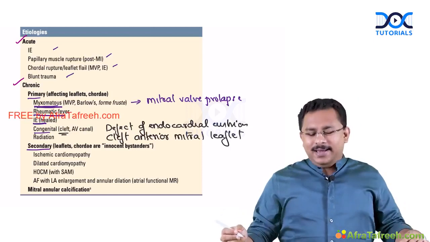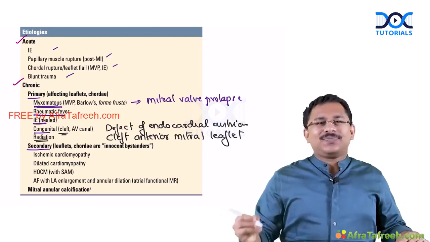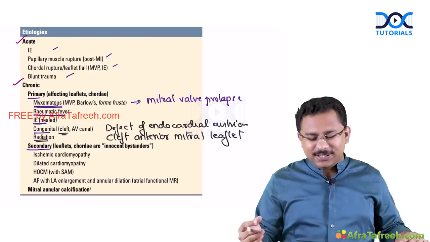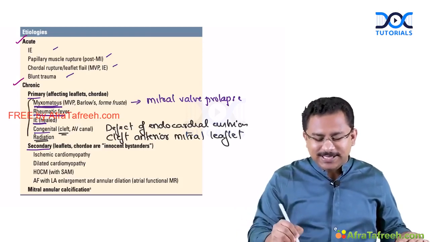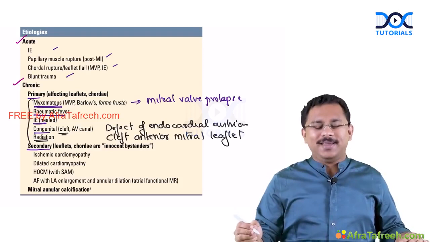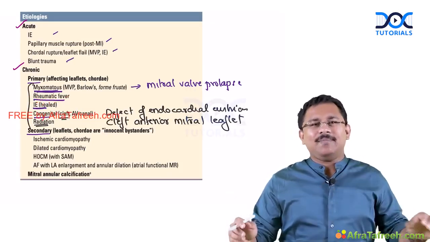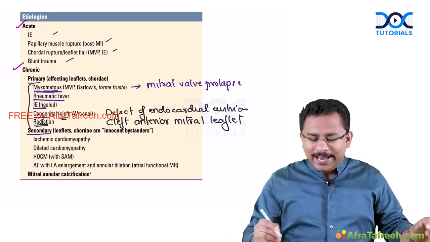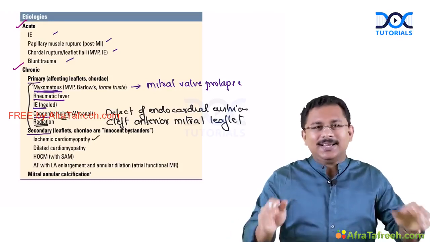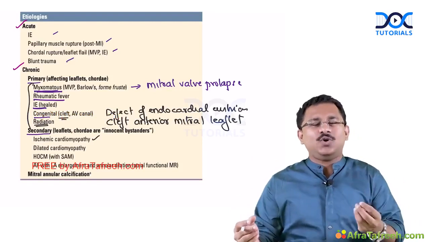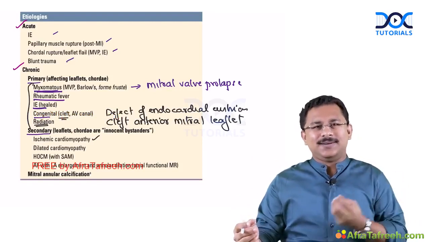Okay, and even radiation also can lead on to thickening and retraction and even calcification of the valve leaflets. So these are some important causes of the primary mitral regurgitation. Now coming to secondary MR, you can have either ischemic or non-ischemic cardiomyopathy leading on to a mitral regurgitation.